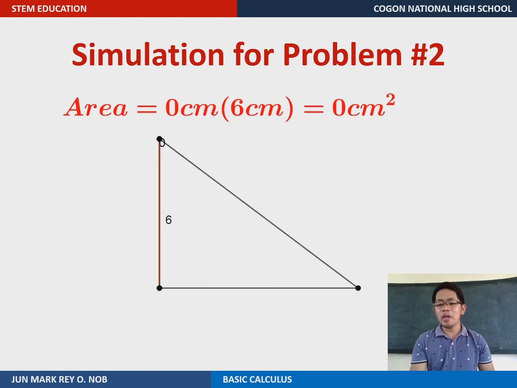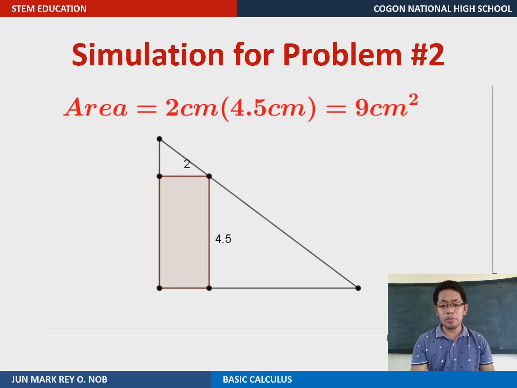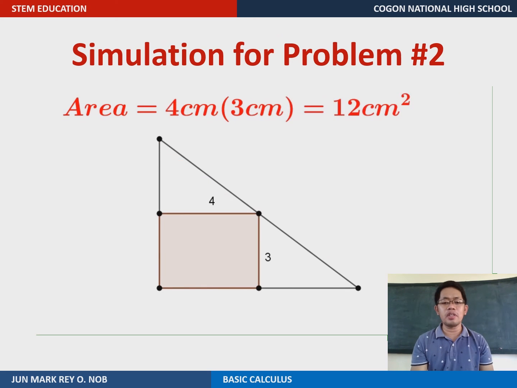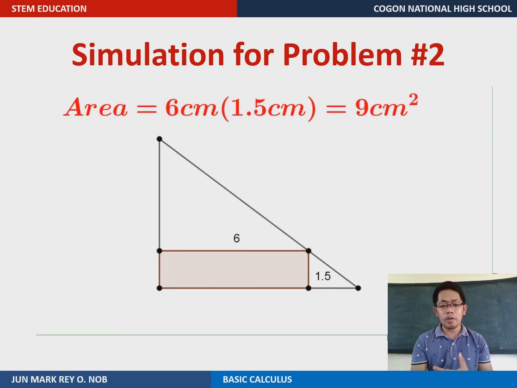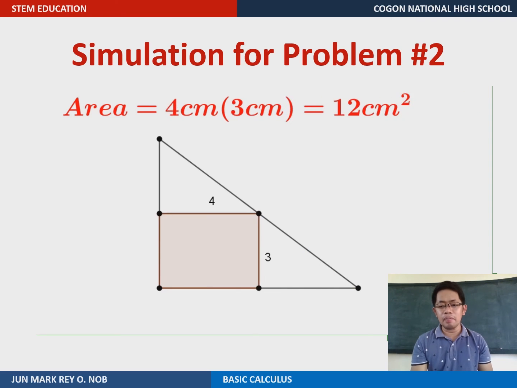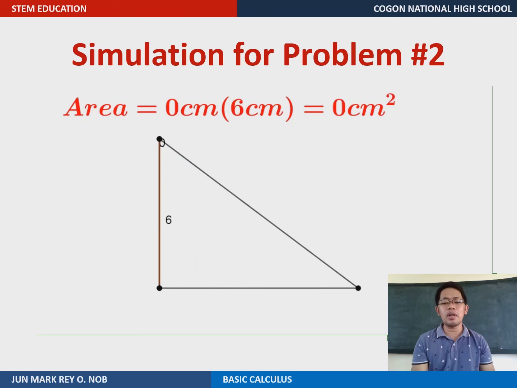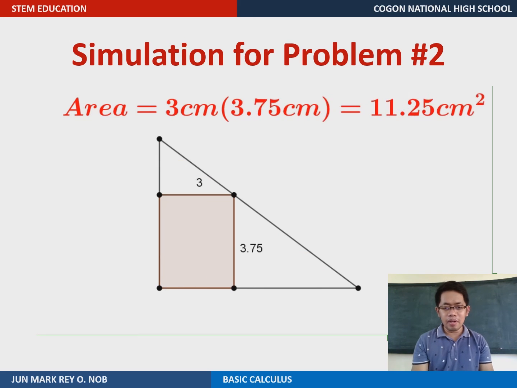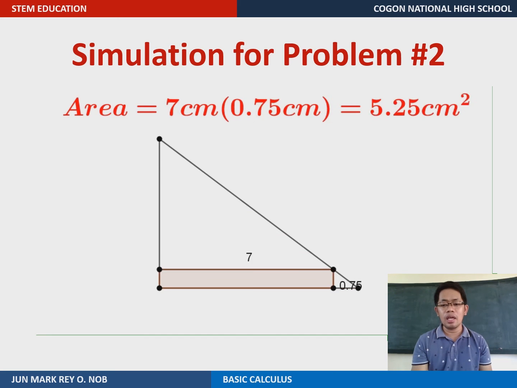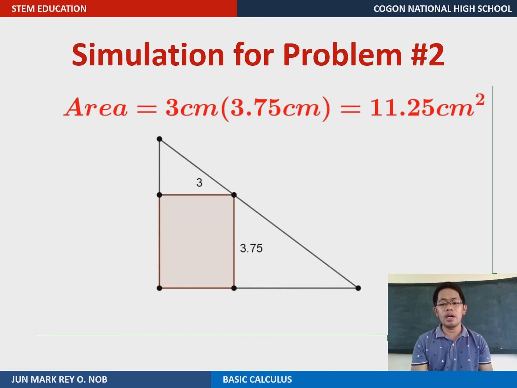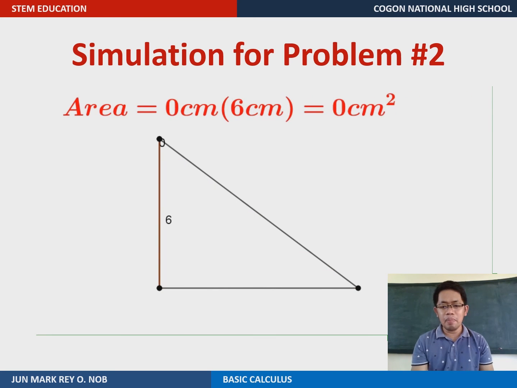Now, another way to answer problem number 2 is through digital simulation. And again, we are tasked to identify or to solve the correct dimension of the inscribed rectangle with the largest or maximum area. Based from our calculations a while ago, the correct dimension should be 4 by 3, which is actually validated based from our simulations right here.